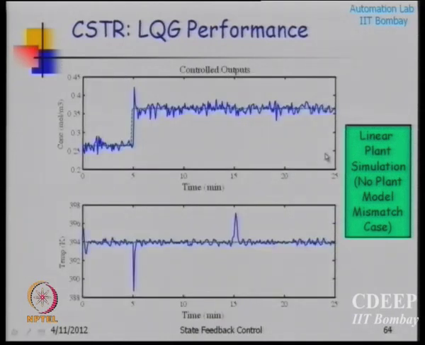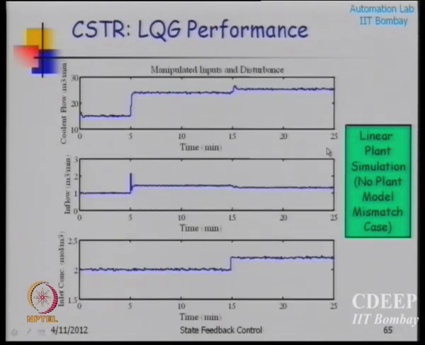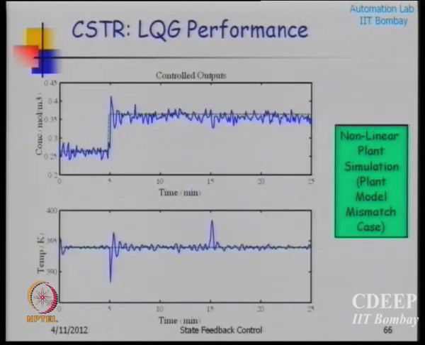Well, you will say that, well, this is happening so nicely because the model plant mismatch is not there. Plant is linear, model is linear, everything is perfect. LQ controller, you know, you are finding out, I just changed to nonlinear plant simulation. Not much difference, not too much difference. This has changed slightly, okay. This disturbance response has changed slightly, but not much difference, okay. You are getting pretty much the same controller behavior as you got in the earlier case, okay.